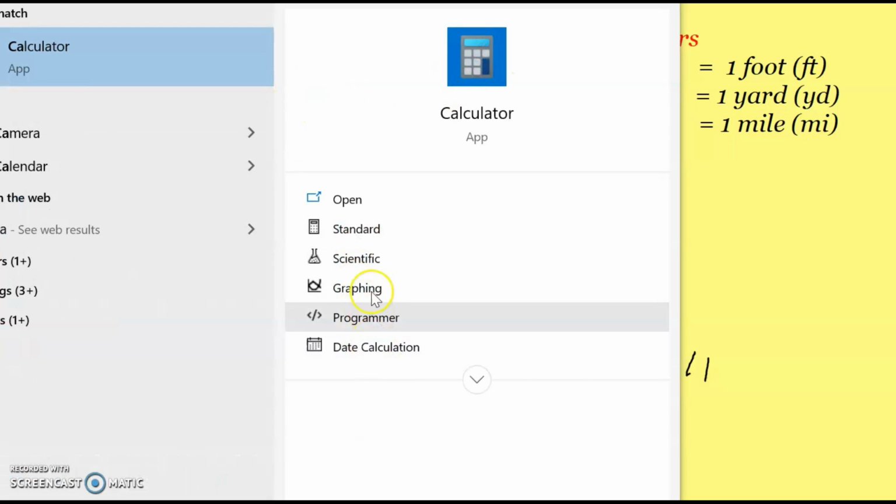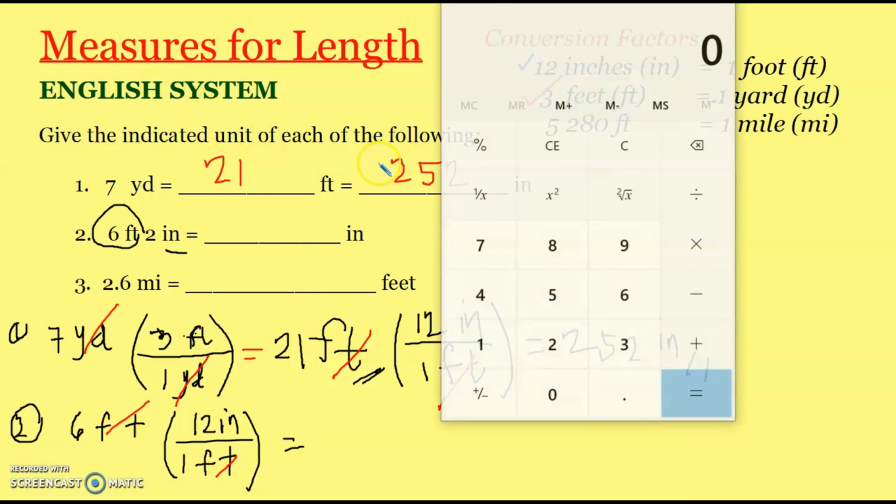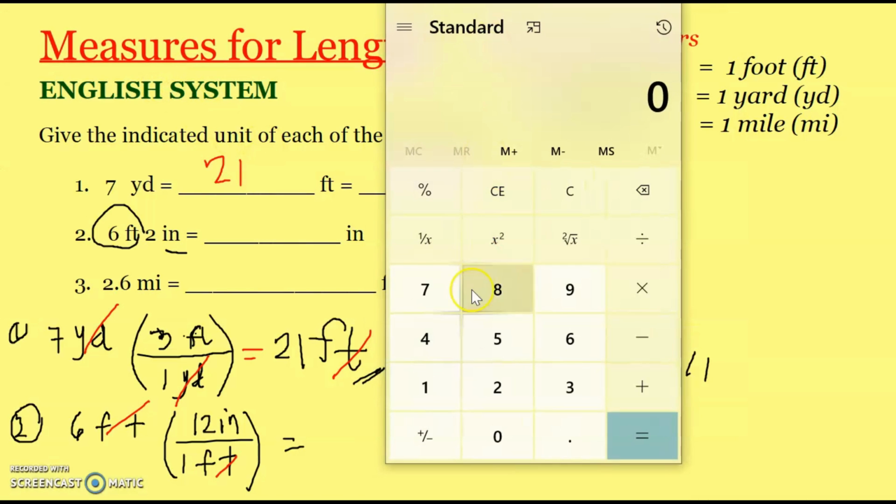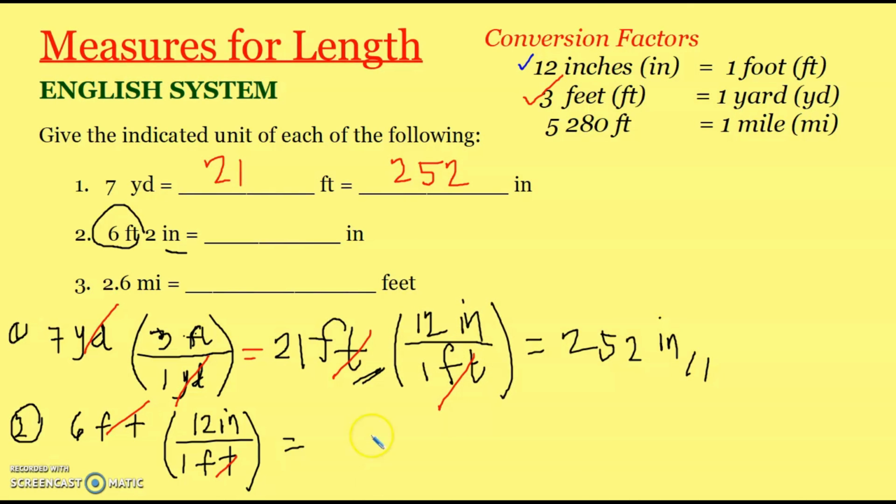12 multiplied by 6. But if you want to get used to computation, you can simply do it mentally if possible. But if you run out of time, use the calculator. So it's equivalent to 72 inches. But we forgot that we still have 2 inches there, so we need to add that 2 inches. And then we get 74 inches as the total. So we write 74 here.